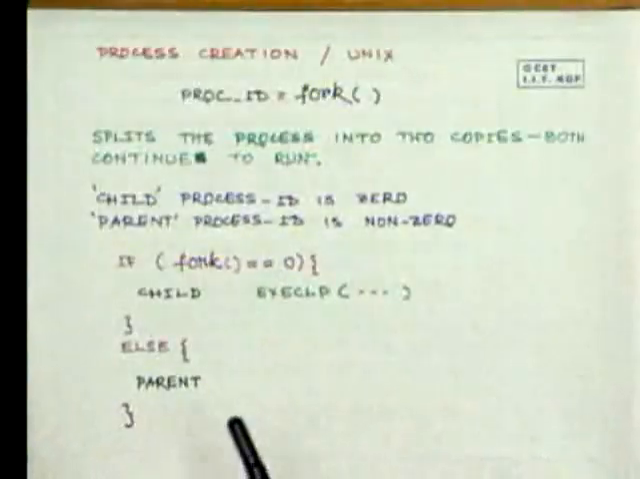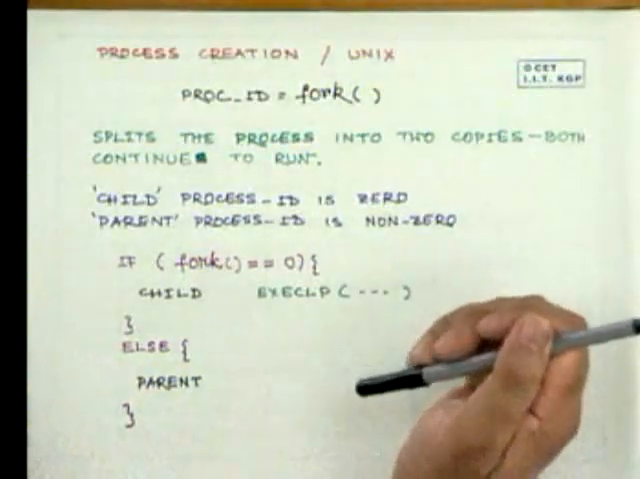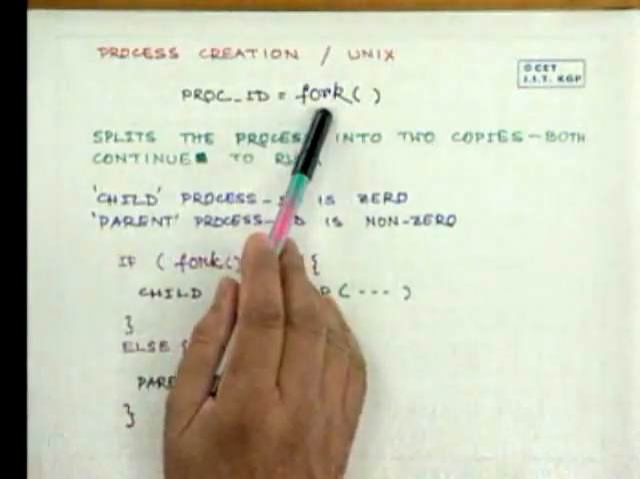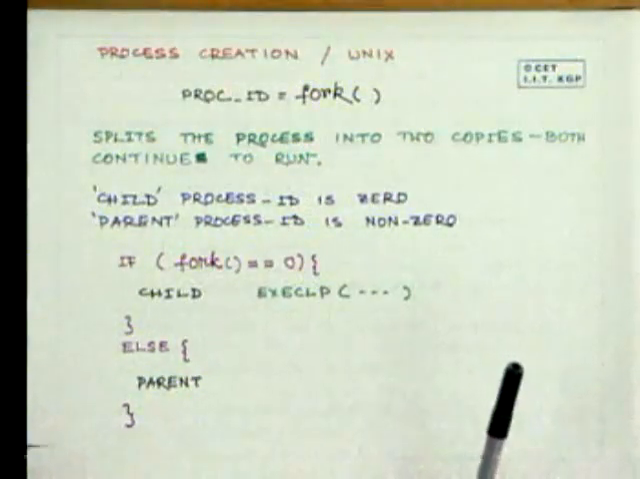One is called the child process and another is called the parent process, and both of them share the same code and same data. I mean, the code is copied, and they share the same data and the registers also. Both of them execute simultaneously from the point of the fork onwards. Therefore, fork splits the process into two copies and both continue to run.